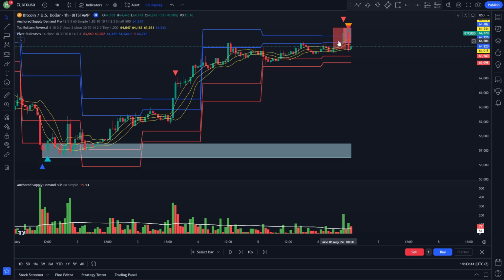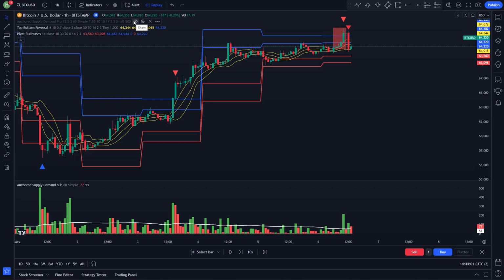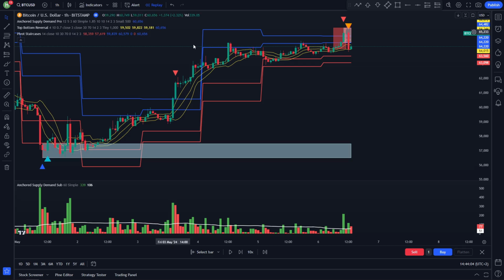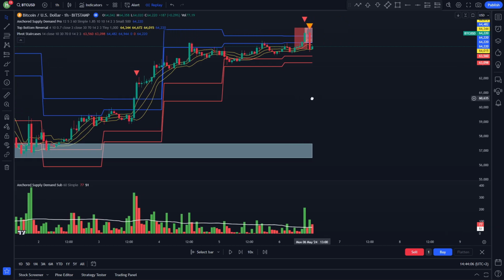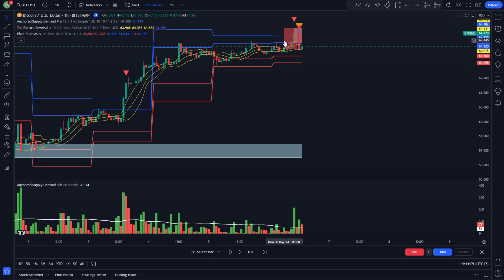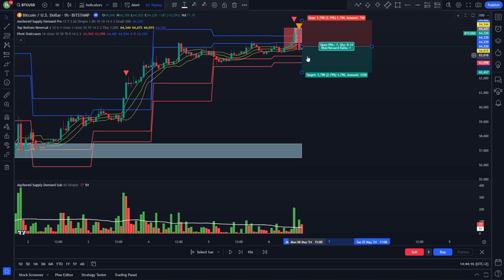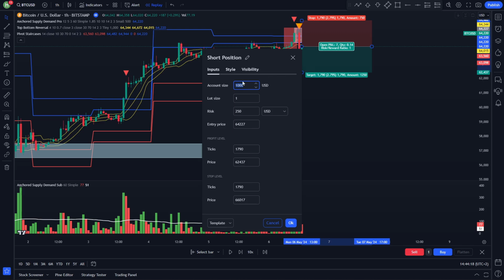From the chart, we can see that we have a sell alert from the top bottom reversal indicator. Additionally, we see price action going above the dynamic bands, and we see a sell alert from the pivot staircase indicator. Lastly, at the same time as the rejection, we get another alert from our anchored supply demand pro, which shows enough momentum on the bottom panel, which gives us the final alert. Now, once the candle has closed that confirms the rejection, we can enter our sell trade.